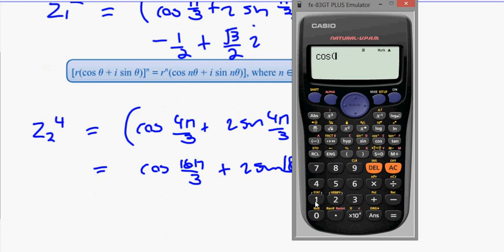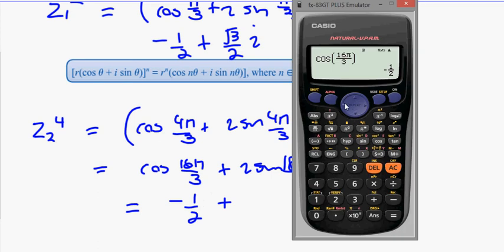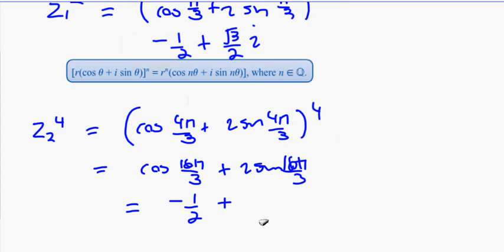So cos 16 pi all over 3. And what we figured that out to be is minus a half. And then it's going to be plus i sin 16 pi over 3. So once again figure out what sin 16 pi over 3 is. And what we get there is minus root 3 over 2, times i.